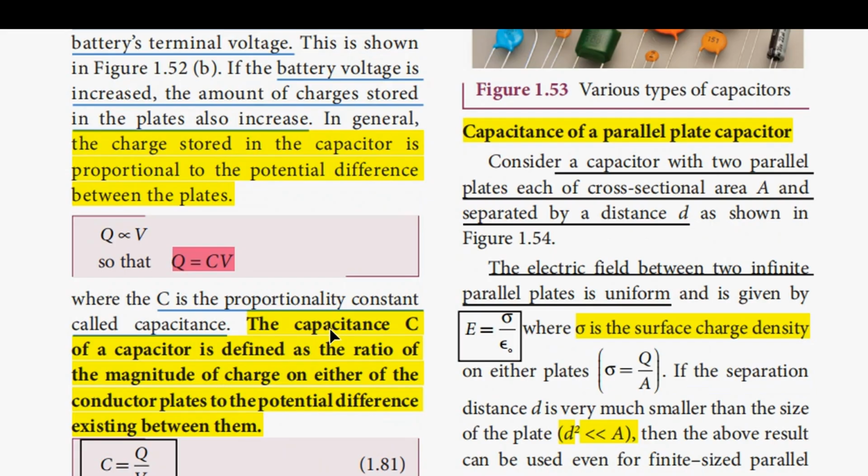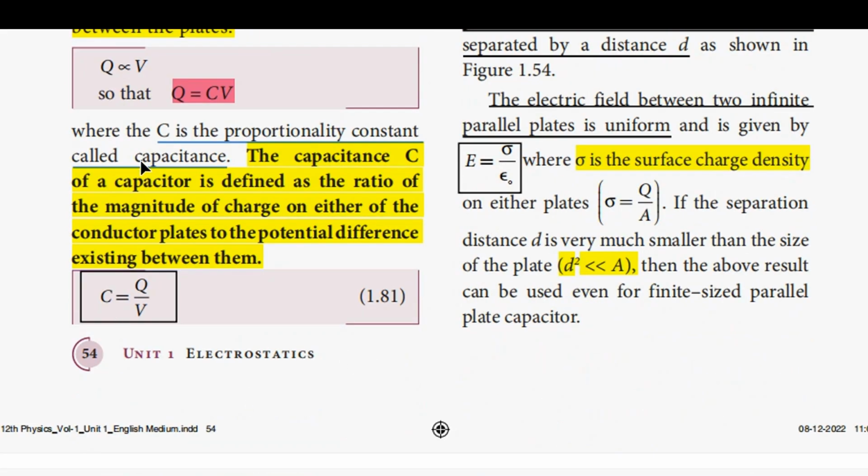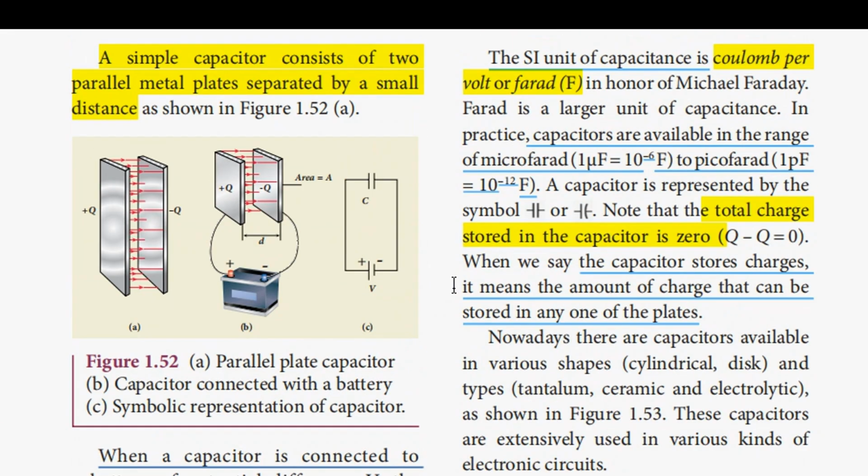How to define this capacitance? For this, we can write this definition as the capacitance C of a capacitor is defined as the ratio of the magnitude of charge on either side of the conductor plates to the potential difference existing between them. That means C is equal to Q by V. What will be the unit of capacitance? That is, the SI unit of capacitance is given by Coulomb per volt or Farad. That is in honor of Michael Faraday.